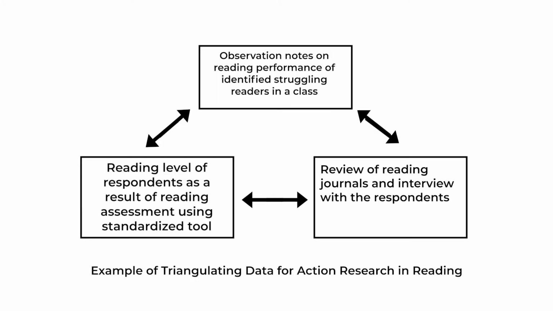This is an example of triangulating data for action research in reading. Observation notes on reading performance of identified struggling readers in a class. Second is review of reading journals and interview with the respondents. And another method to triangulate data is reading level of respondents as a result of reading assessment using tools.